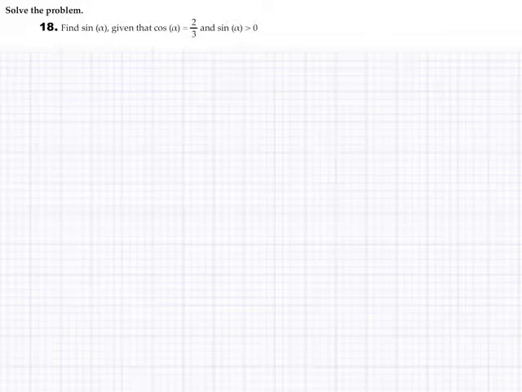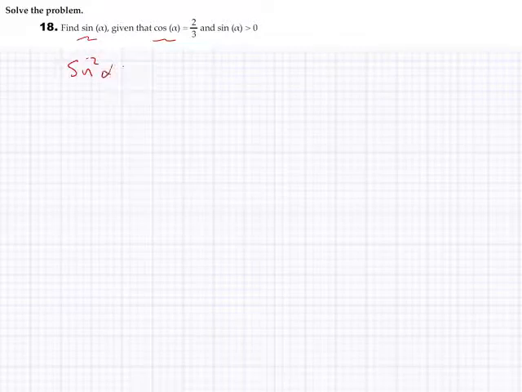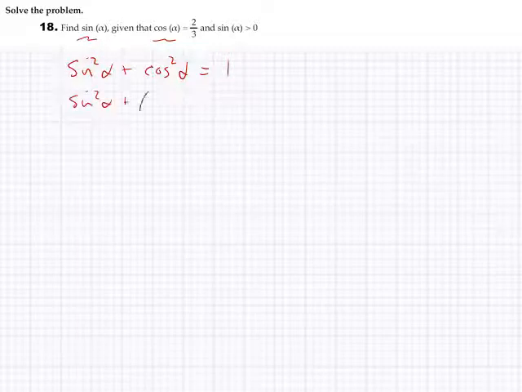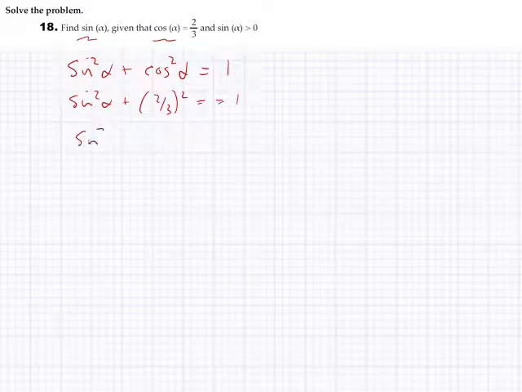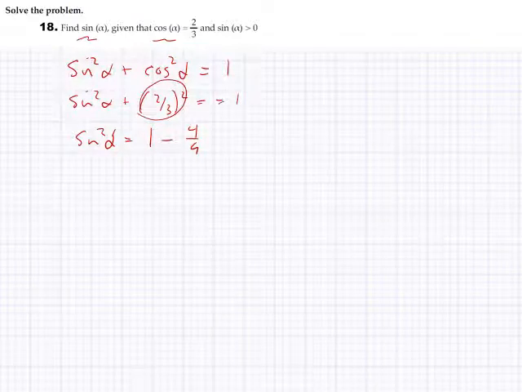Okay, here we want to find the sine of alpha given that the cosine of alpha is 2/3. So we know that sine squared alpha plus cosine squared alpha equals 1. So sine squared alpha plus 2/3 squared should equal 1. So sine squared alpha should equal 1 minus 4/9, which would be 2/3 squared. Move to the other side, so I subtract it. So then sine squared alpha should be equal to 5/9.